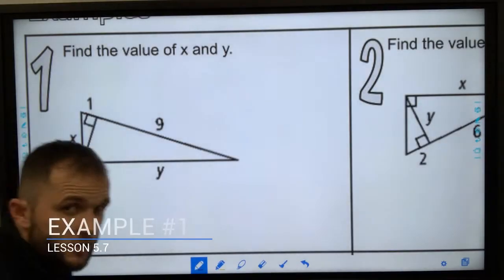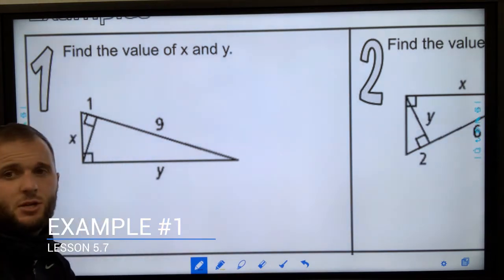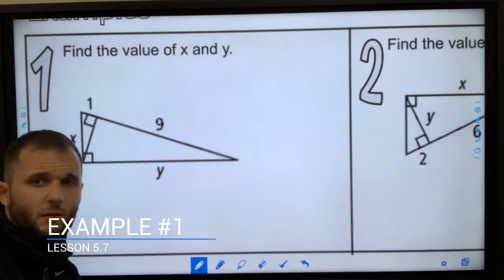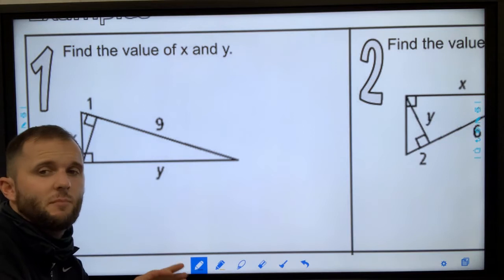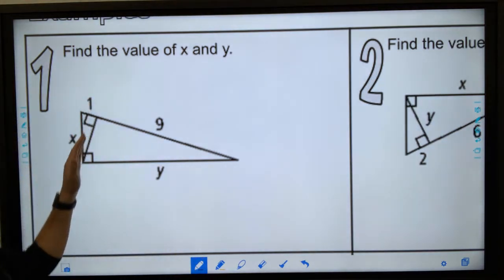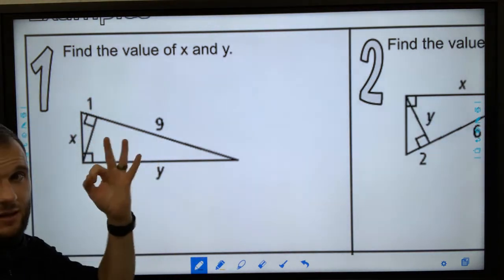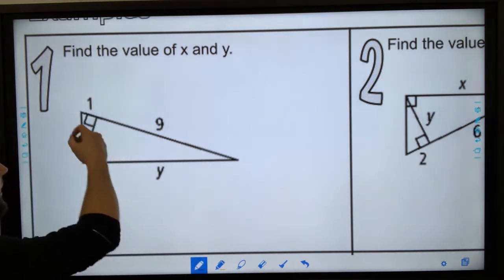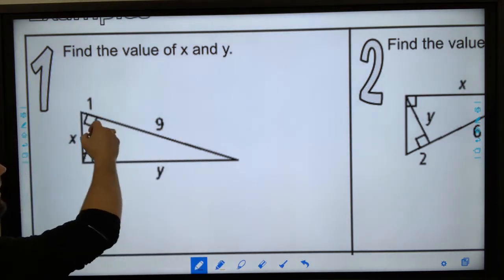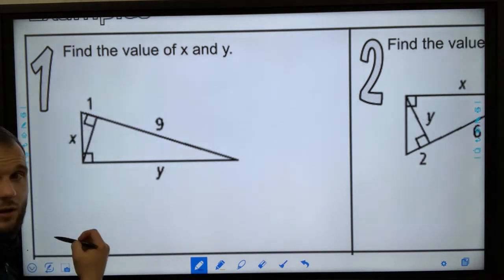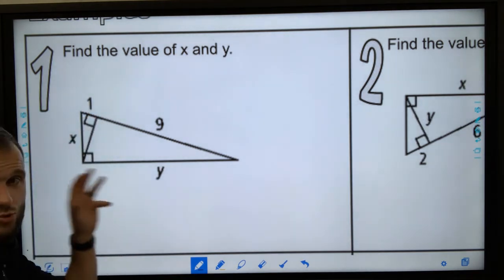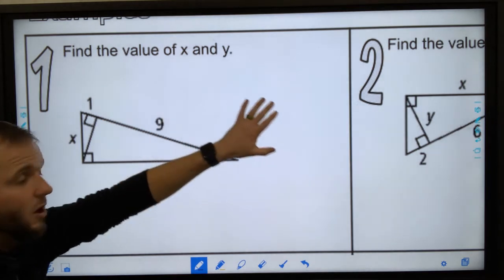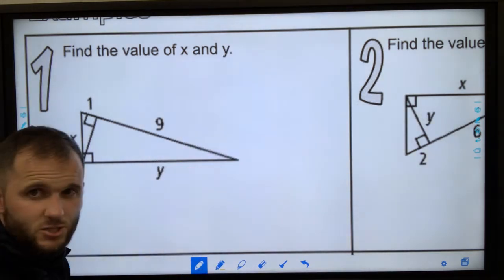On example number one, I'm going to break this up a little bit more so you can see it better. Whenever this altitude is drawn, I technically create three different triangles: my big triangle, my medium triangle, and a little bitty triangle. I'm going to redraw all three of them and show you how the ratios work that way.